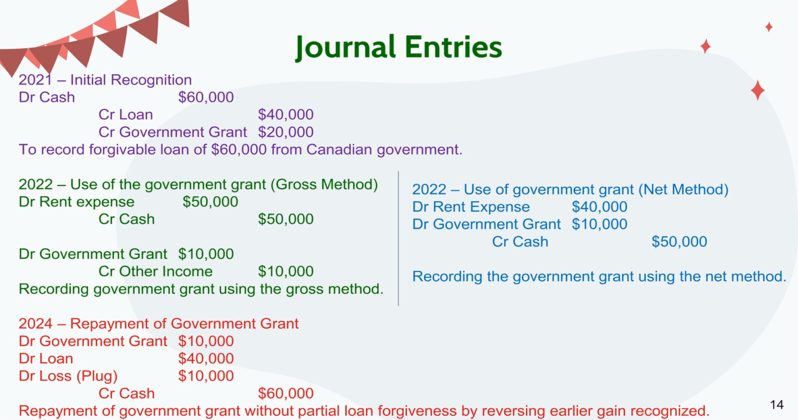In the red, you could see what happens in 2024 when the government grant needs to be repaid. You would first debit the government grant that you still have for $10,000, and then you would debit the loan for $40,000, and then I would skip a row and credit the cash for $60,000 because I know that's how much I need to pay out, and then I would have a plug for $10,000, which represents the loss, which essentially reverses the gain that you previously put in the income statement.